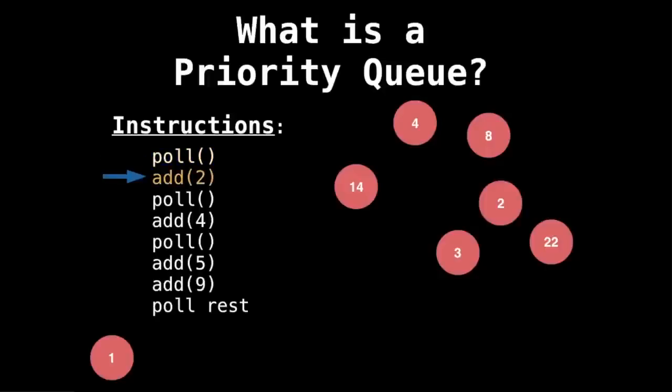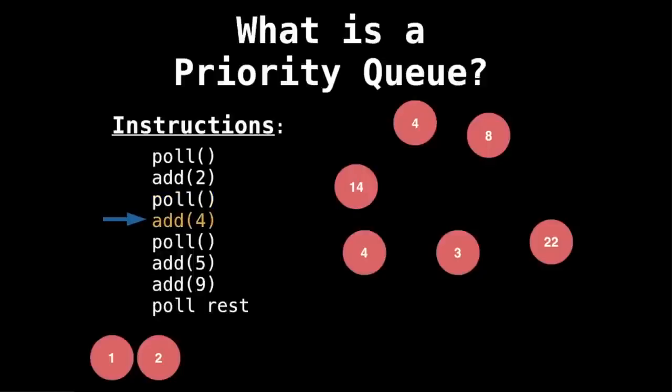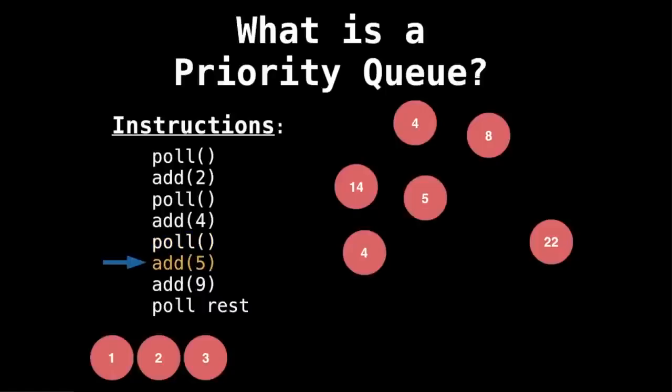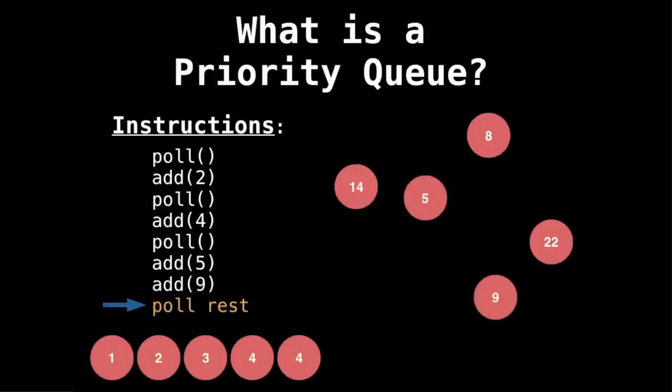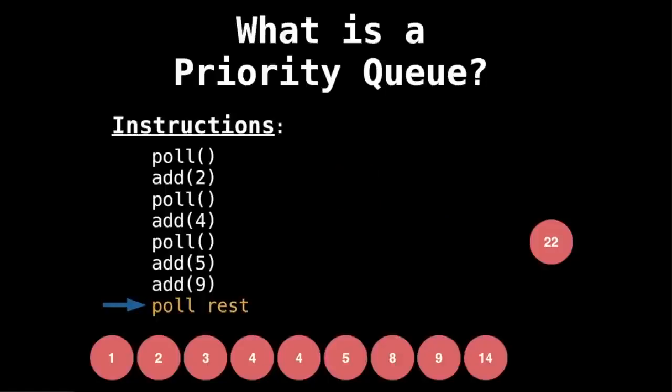Now I say add 2, so we add 2 to our priority queue, and poll. So next we poll the smallest element in our priority queue, and that happened to be the 2 we just added. Next we add 4, poll the smallest, this is 3, add 5, also add 9, and then poll the rest. So as I poll the rest, I'm continuously grabbing the smallest element in the priority queue. So it turns out that as we added and polled numbers, we got an ordered sequence.